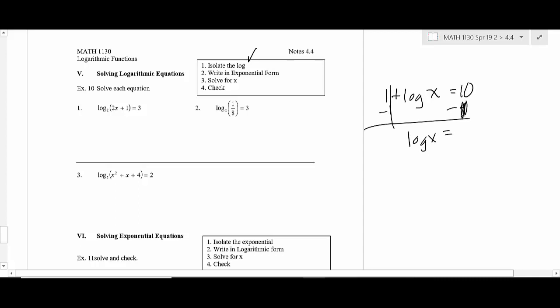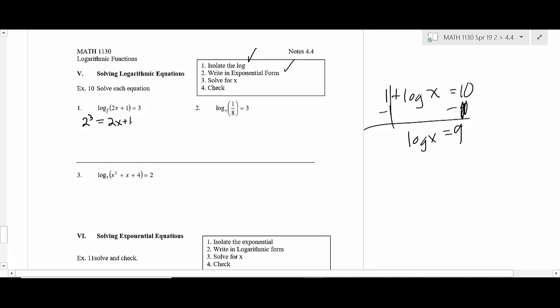Okay, so you would want to isolate the log. All three examples I'm doing here are already isolated. So then what you do is you write it in exponential form. So in exponential form, this would just be 2 to the third is equal to 2x plus 1. And then you solve whatever equation you end up with.